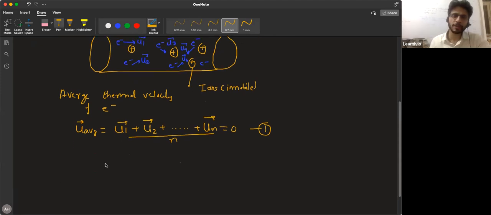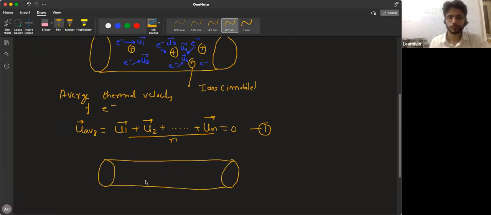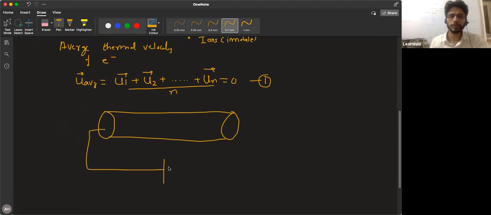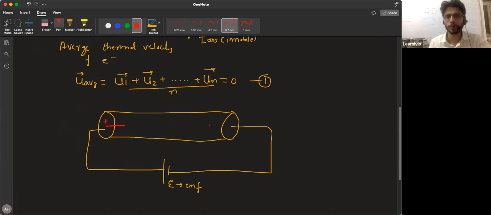Now, if I apply some external field, this is the conductor. If I apply some external field, means if I connect this to a cell, this is the EMF of the cell. If you apply a cell, that means this end will become positive, this end will become negative. So there is a field inside the conductor. This is the electric field, and this electric field is due to this cell.